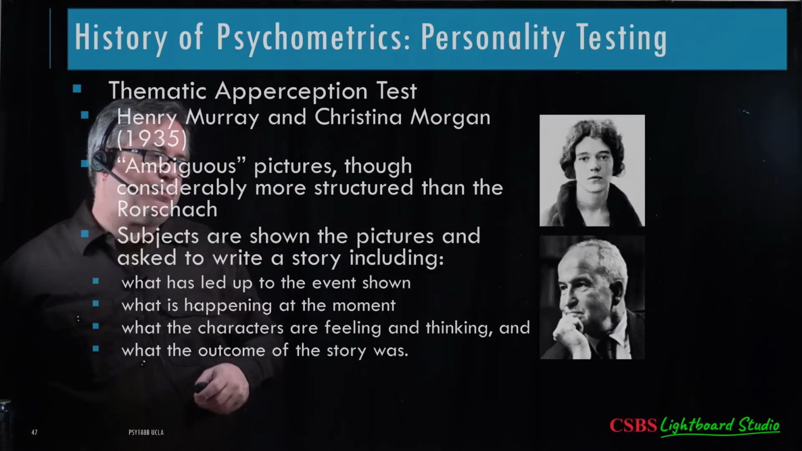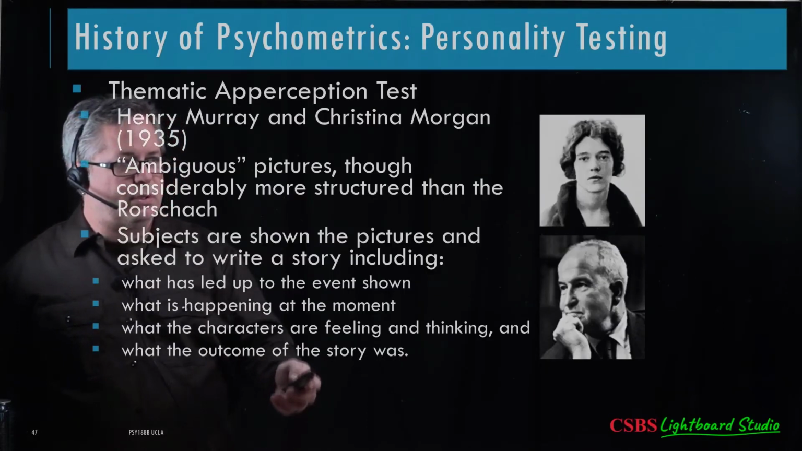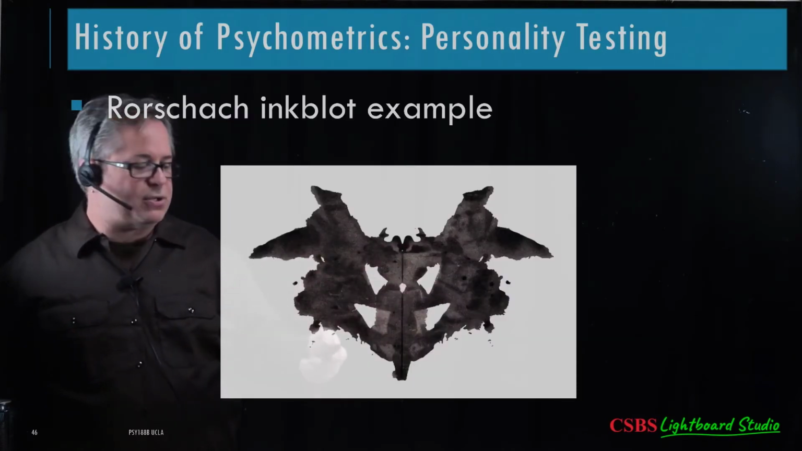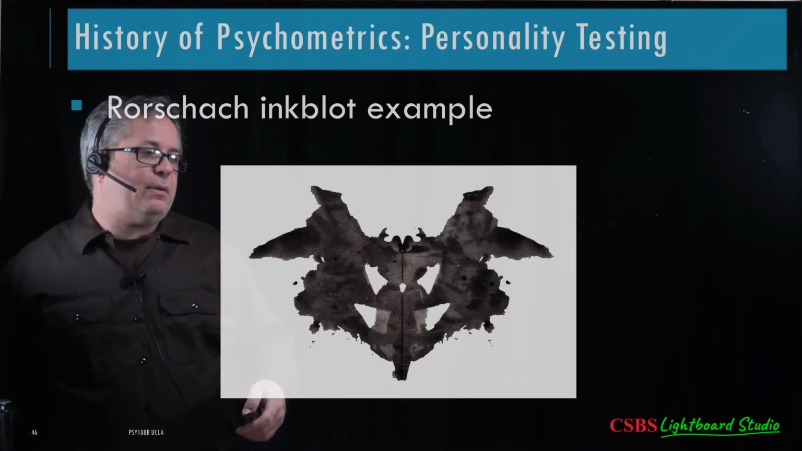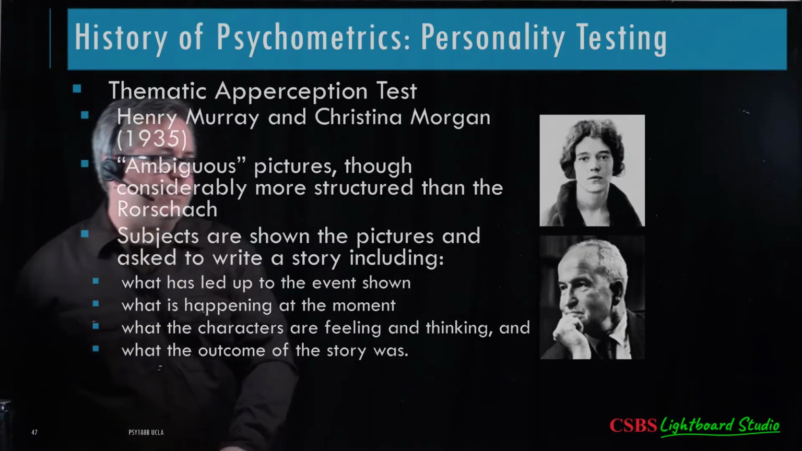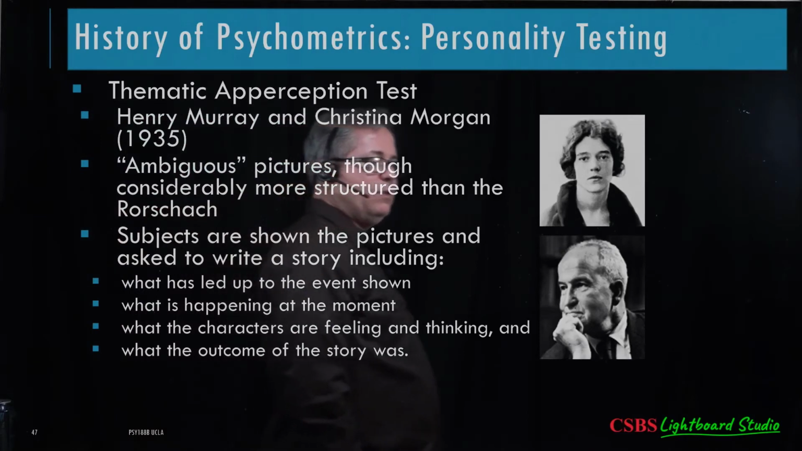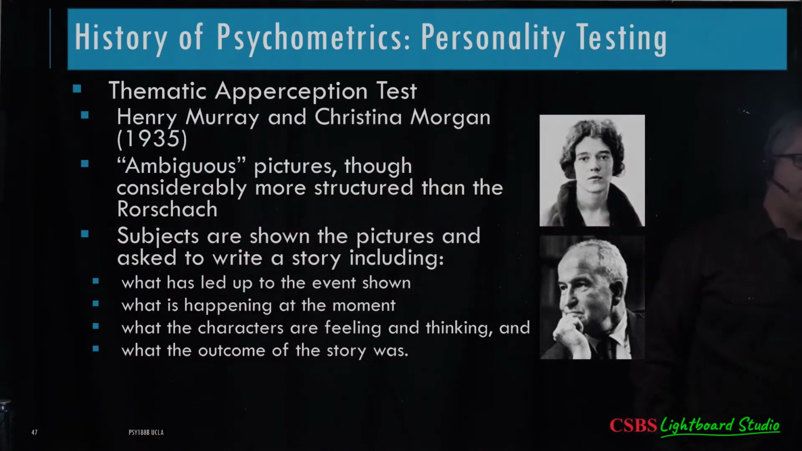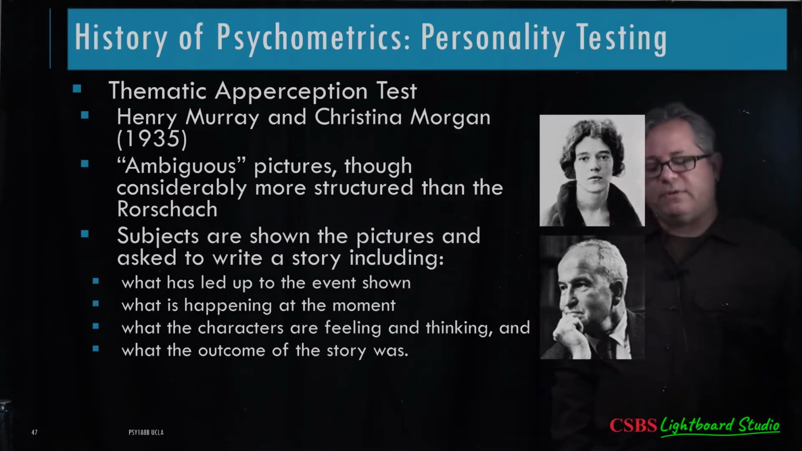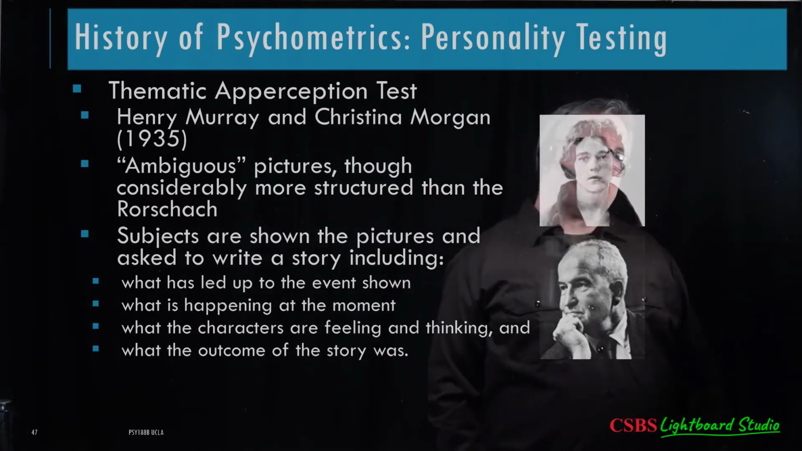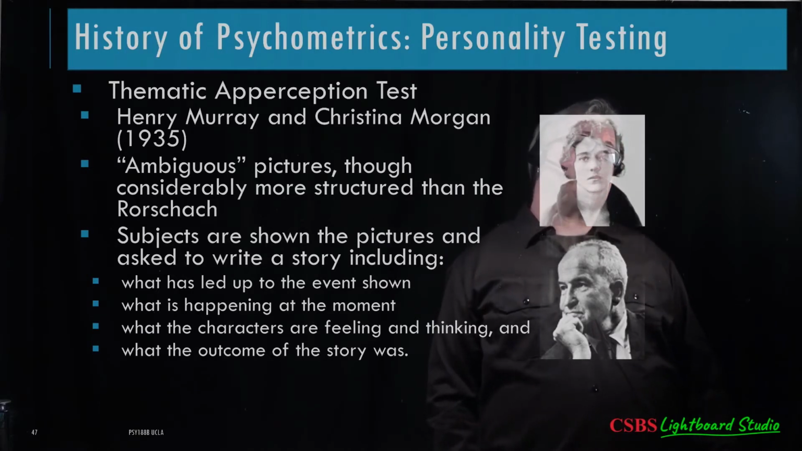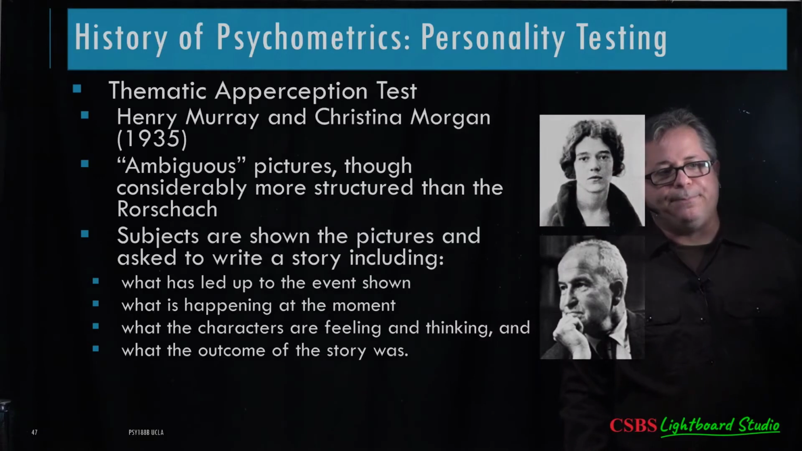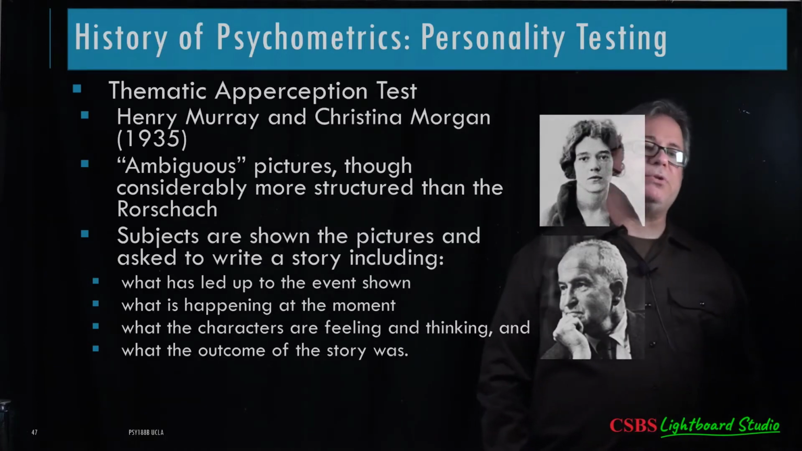All right. So this is, again, a vague ink blot picture. And these two, Henry Murray and Christina Morgan, decided to take it a step further. Instead of these nonsensical ink blots, they made the Thematic Apperception test. They gave people ambiguous pictures, but they were actual pictures, like drawings and paintings. And it had much more structure than the Rorschach.